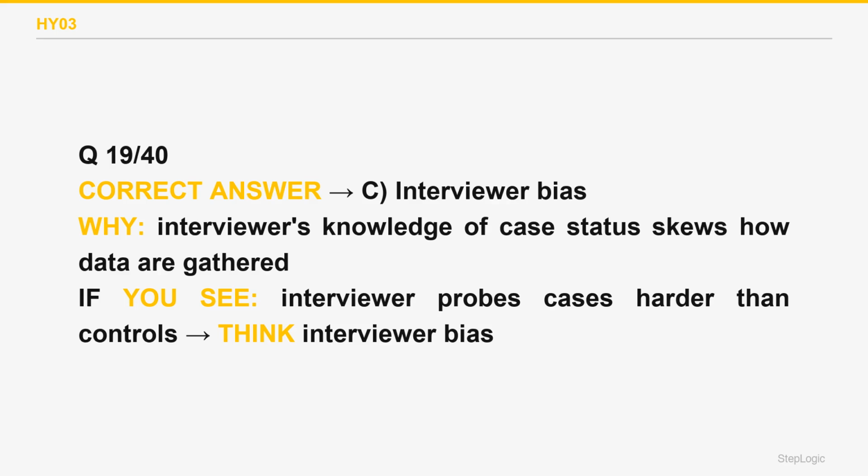Recall bias comes from the subjects remembering exposures differently, not from how the interviewer asks. The source here is the interviewer, not the participant's memory. Choice A wrong. Selection bias concerns who gets enrolled, not how they are questioned once in the study. Choice B wrong. An interviewer probing cases more than controls is interviewer bias.